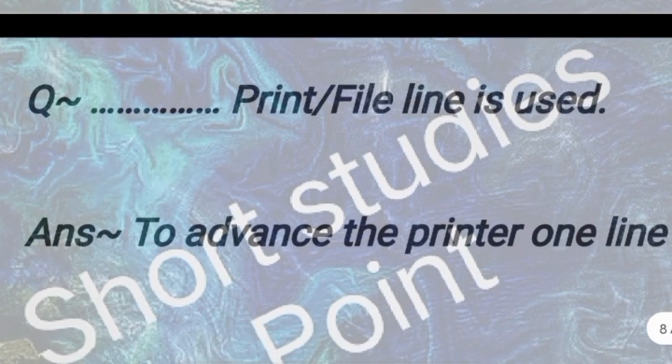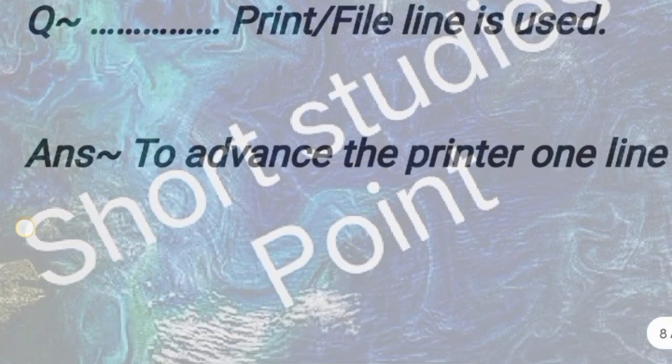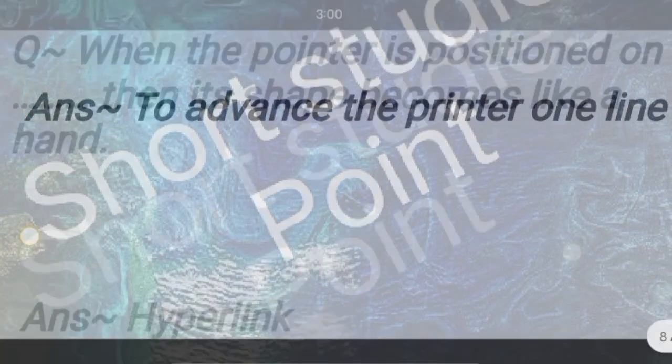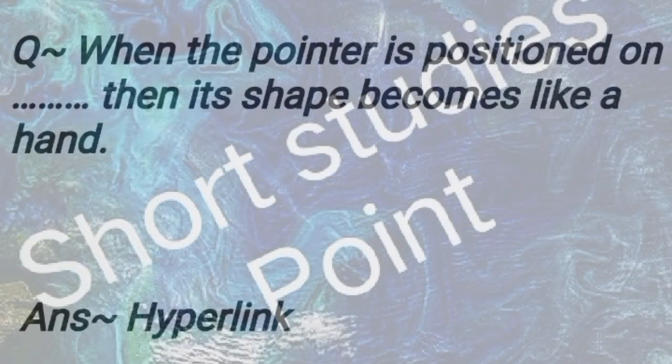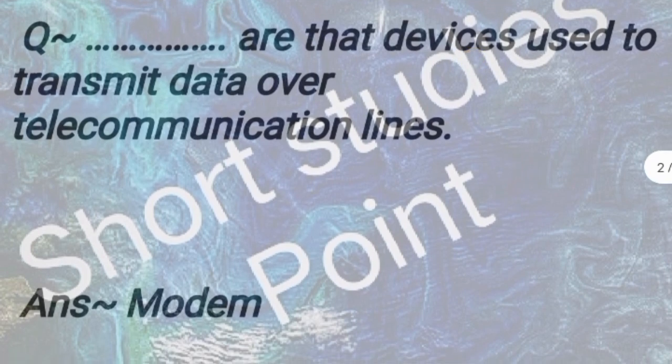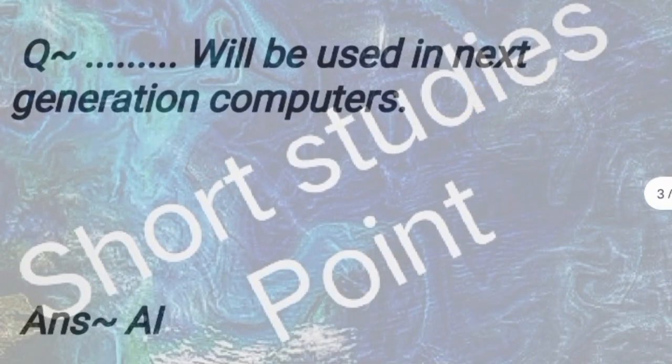Next question: dash printer slash offline is used. Answer: to put the printer online. Question: when the pointer is positioned on dash, its shape becomes like a hand. Answer: hyperlink. Next question: dash is the device used to transmit data over a telecommunication line. Answer: modem. Next question: dash will be used in next generation computers.